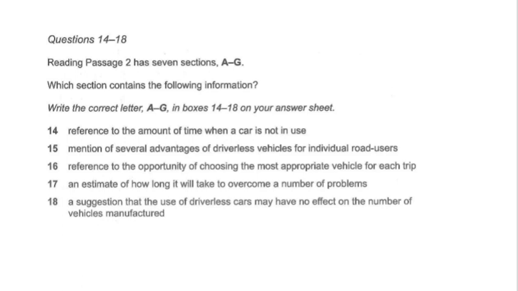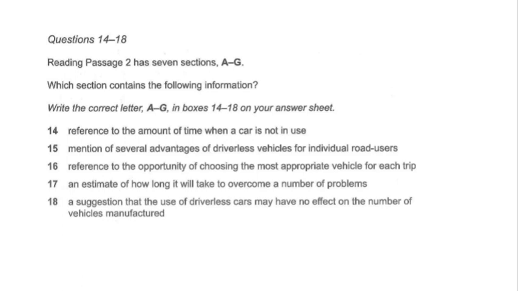Let's quickly brief the meaning of each statement and we will see how to identify. So the 14th statement says a reference to the amount of time taken when the car is not in use. The 15th one, advantages that driverless cars will have. Then 16th, opportunity to choose the vehicle for each trip. 17th one, how long will it take to overcome the problems? 18th one, number of vehicles manufactured and the use of driverless cars are not related to each other. That means the use of driverless cars will have no effect on the number of vehicles manufactured. So you have understood, you got a brief idea of what to look for.